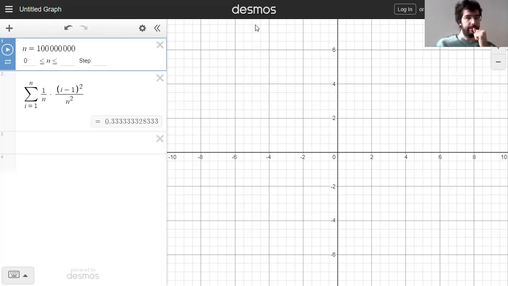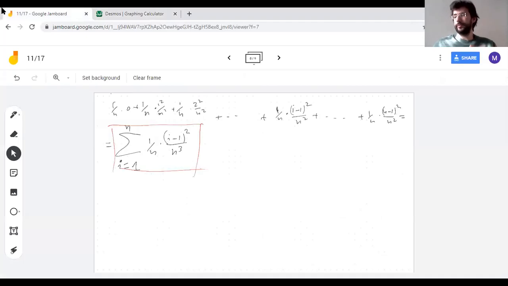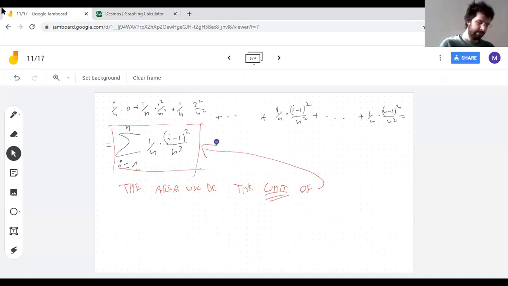So I can say that the area is the limit of this as n goes to infinity. As I make the rectangles smaller and smaller, the area of the rectangles should be approaching the actual area under the parabola.